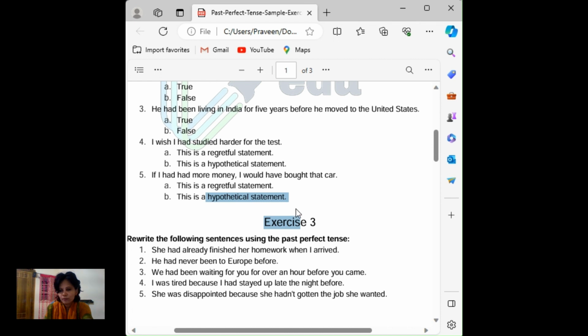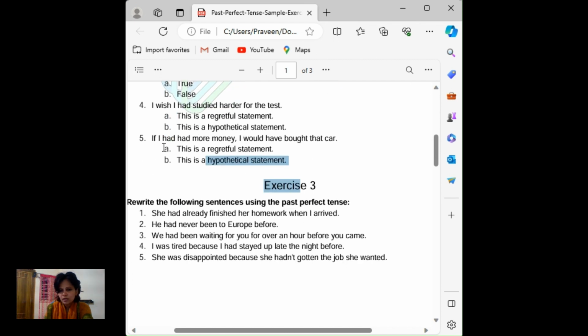So this is regretful. And fifth one, if I had more money, I would have bought that car. This is kind of a hypothetical statement. This is a hypothetical statement, meaning imagine, if I had this thing, I would have bought it. Like if I had more money, I would have bought a house. It is somewhat similar to conditional, but here it is imaginary and it won't happen. Just that person is imagining. It's not true. It will never happen. So this is a hypothetical statement.